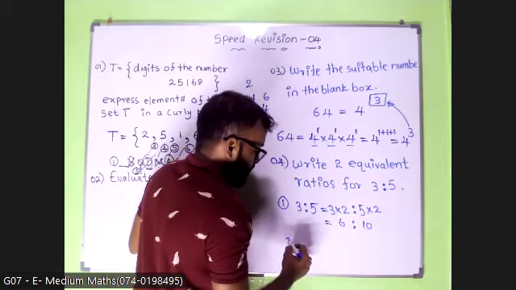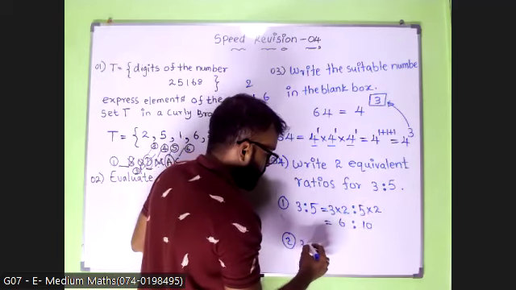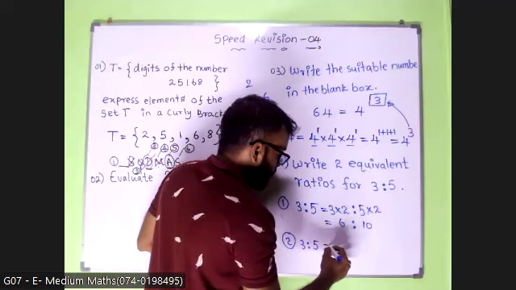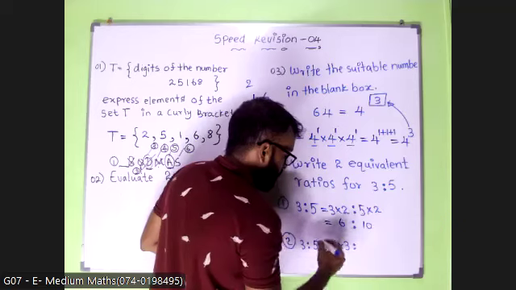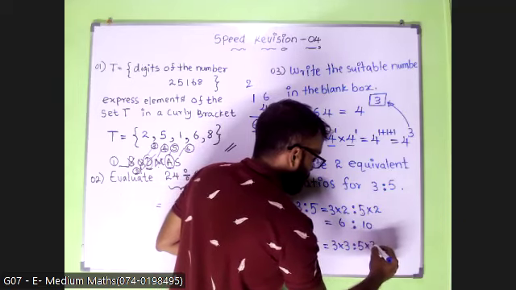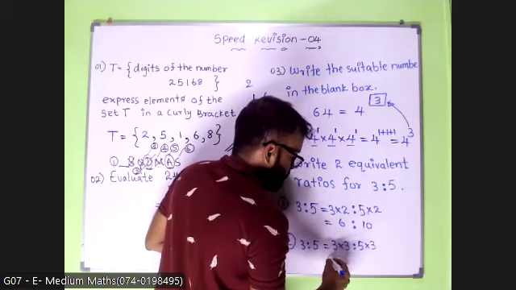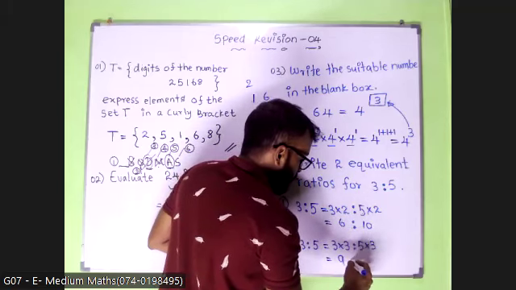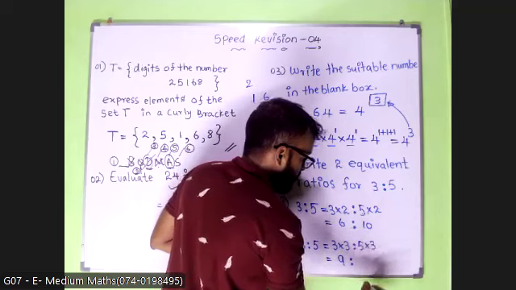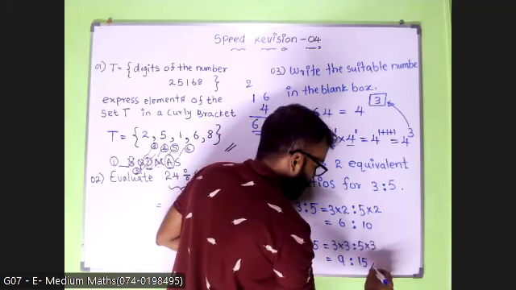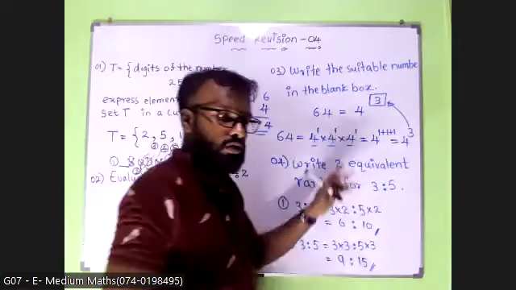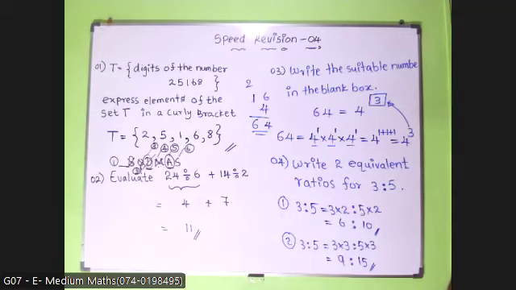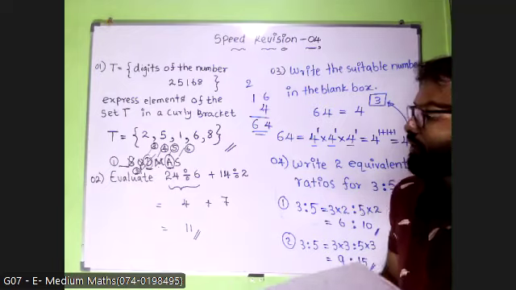For the second ratio, I am going to multiply this ratio by 3. 3 times 3, and the 5, I am going to multiply it by 3 also. 3 times 3, 9. 5 times 3, 15. So these are two ratios that you can use. You can use any number to multiply.